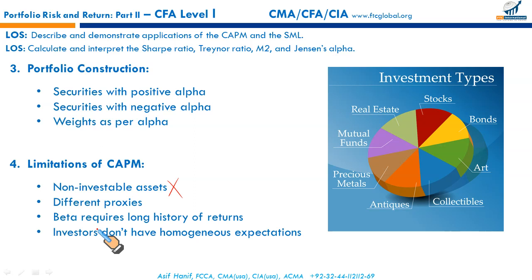And finally, investors are unlikely to have homogeneous expectations. There will be many optimally risky portfolios and numerous security market lines. So we can't assume that. There were many oversimplified assumptions in the CAPM model, and all those assumptions are basically the limitations. So we can bring up all these as the limitations of the CAPM model. So that ends your reading, portfolio risk and return part 2.